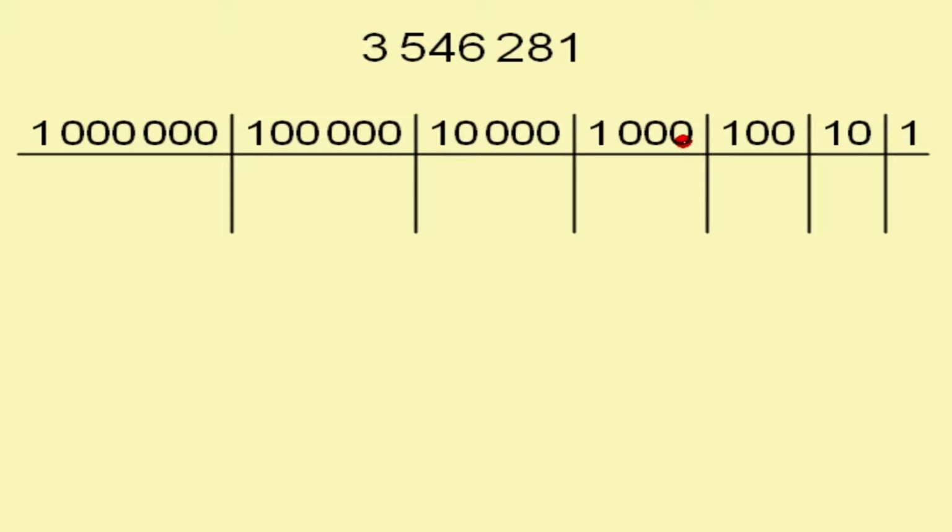Now a lot of people think millions comes next, but actually it's 10,000s, 100,000s, and then 1,000 thousands, and that's what we actually call a million. You'll notice that every time you go one place to the left, you're multiplying by 10 every time.